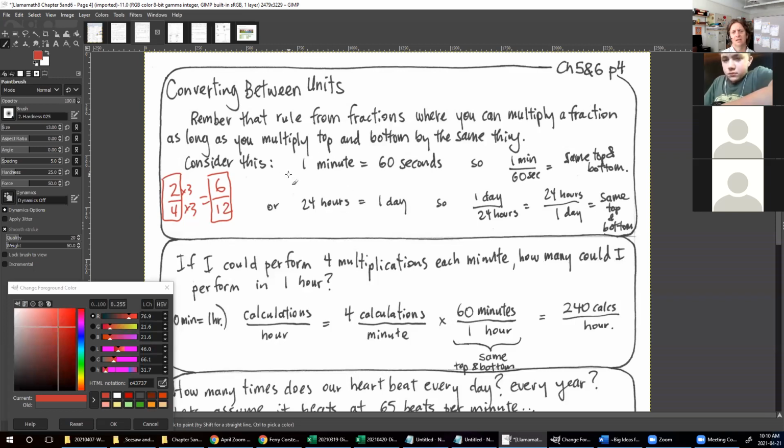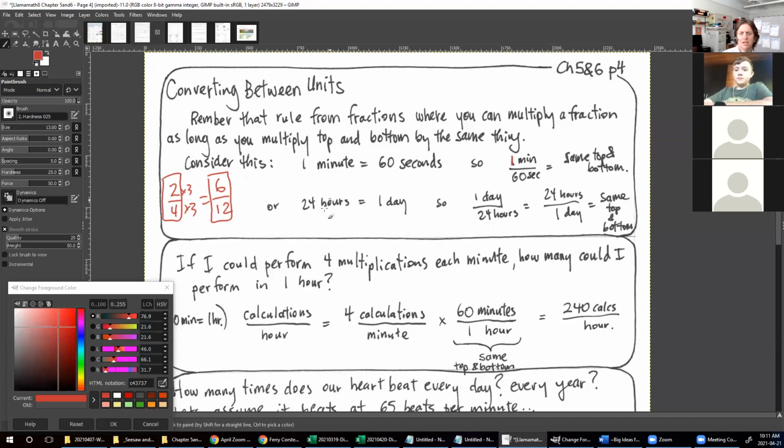So consider this. 1 minute is the same thing as 60 seconds. So instead of multiplying by 3 and 3, I could multiply by 1 minute over 60 seconds. They're the same on the top and the bottom, the same as 3 and 3 are the same. 1 minute is the same as 60 seconds. Or you can flip it around. You can say 60 seconds over 1 minute. It's just the same thing. So I'm multiplying by 1.